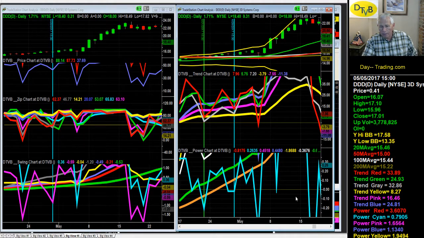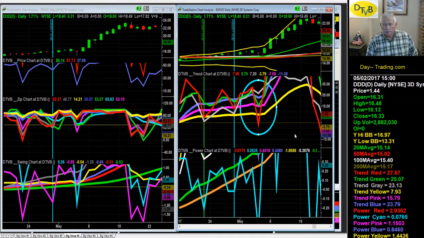One other thing I'll point out to you here, I'm going to draw an ellipse on this. I've got it centered now. What do we have here? This is a classic for a strong next day movement, and obviously it can be more. But we have trend red down touching under 0.